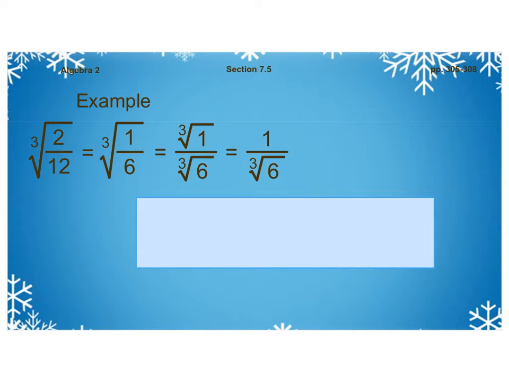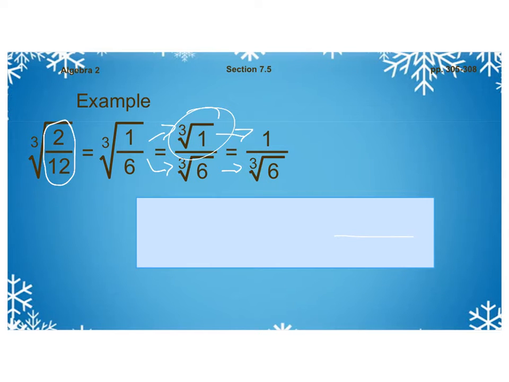Now, example, the cube root of 2 over 12. Well, this can simplify to 1/6. Now we're going to take the cube root of the numerator and the denominator. We split this into two pieces. Well, the cube root of 1 is 1. Any root of 1 is 1. The fourth root of 1 is 1. The 100th root of 1 is 1. So 1 is super easy to simplify. We don't see anything we can do with that one. So now we're going to have to rationalize.